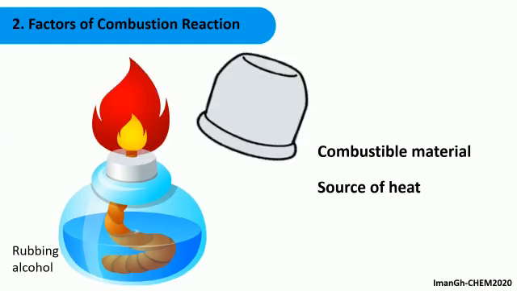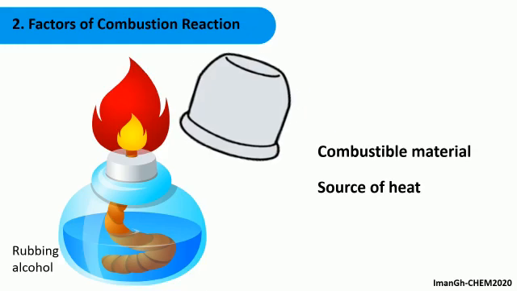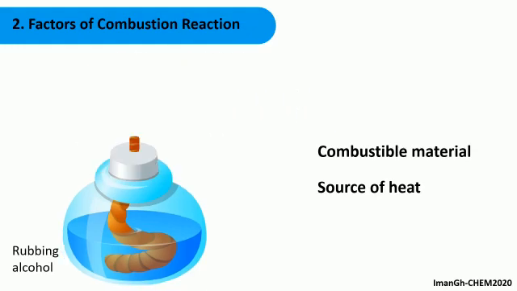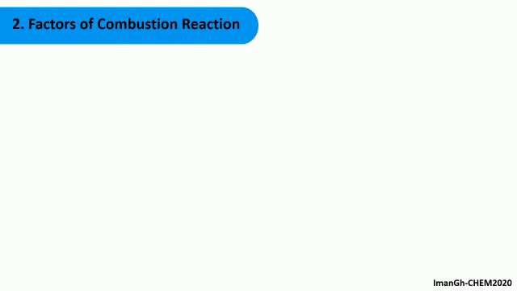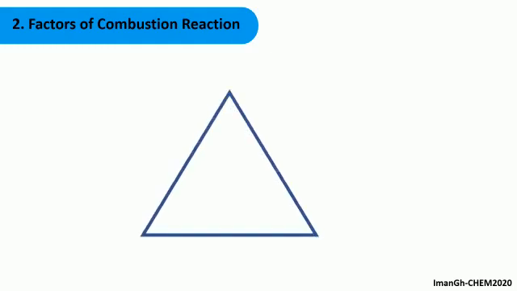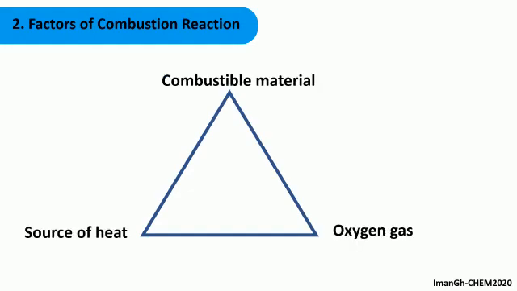Next, we use a stopper to cover the filament. We notice that it doesn't burn anymore. Therefore, the combustion reaction stops in absence of air, specifically oxygen gas. Then a combustion reaction can't take place unless three conditions are present: a combustible material, source of heat, and oxygen. Oxygen supports combustion and is called an oxidizer.